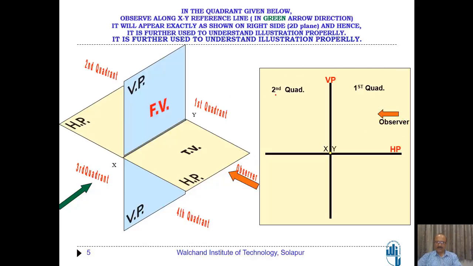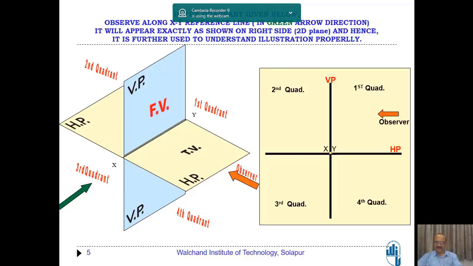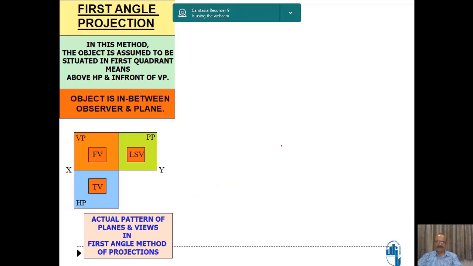So first quadrant, second quadrant, similarly this is the third quadrant, and this one is the fourth quadrant. This three-dimensional diagram is represented in the two-dimensional figure, and this XY line is a reference line, as looking at it is a single point.